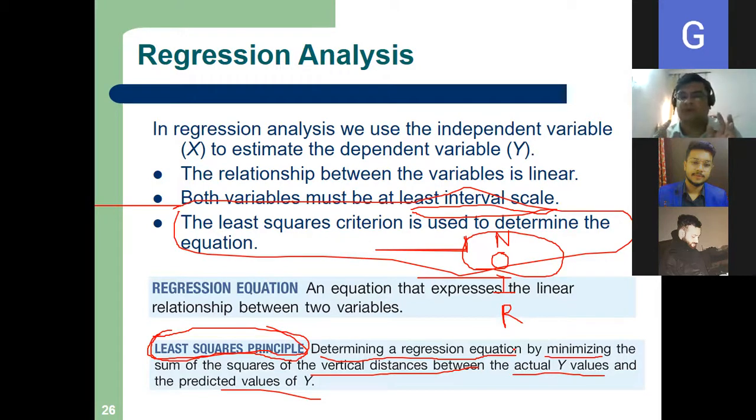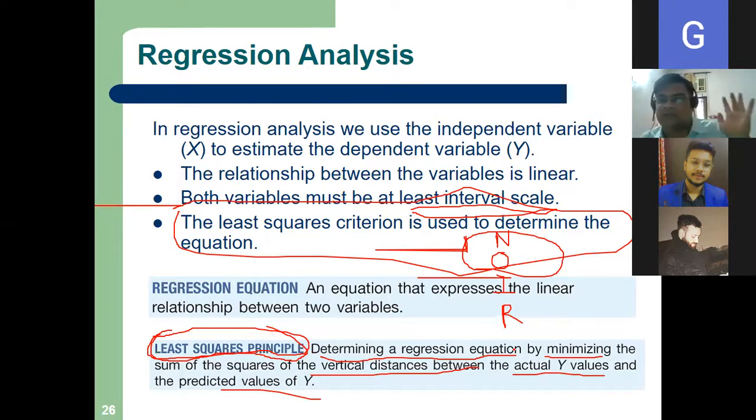No. The distance may be negative, it may be positive. But first of all, we are not taking the sign. We are simply taking the distance between actual y and predicted y. And we are squaring it up and summing it up for all the 10 points. I had 10 points. So summing, and that sum is the least for the line.